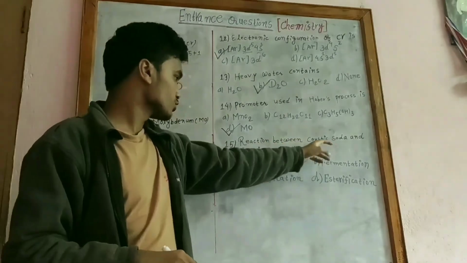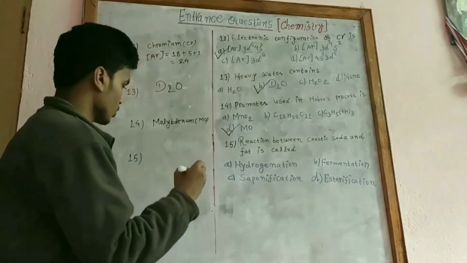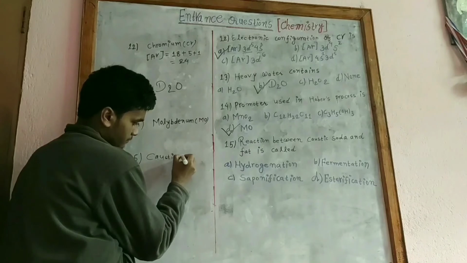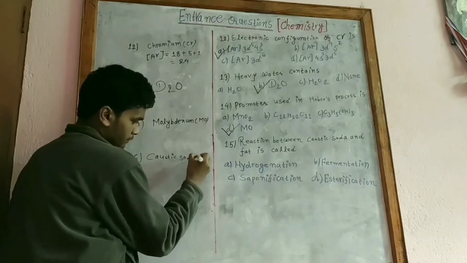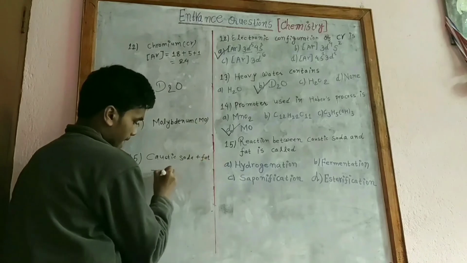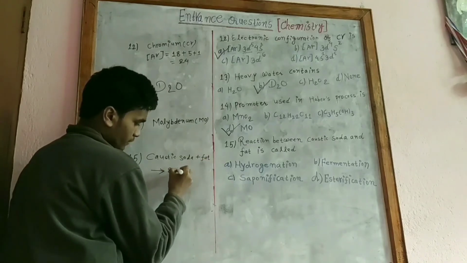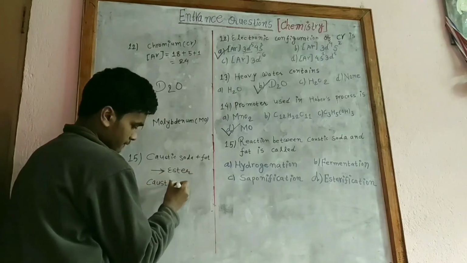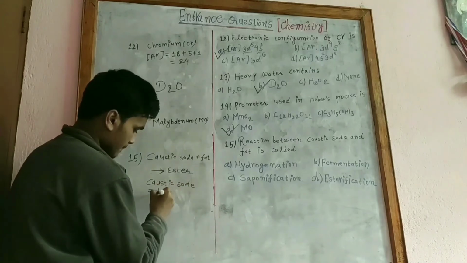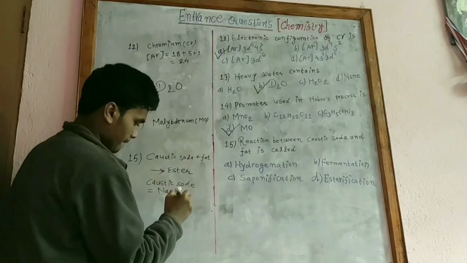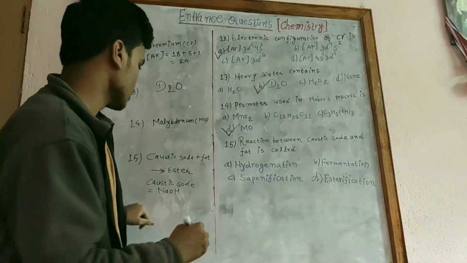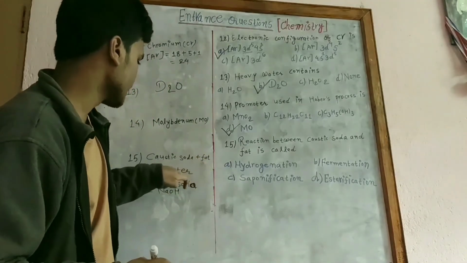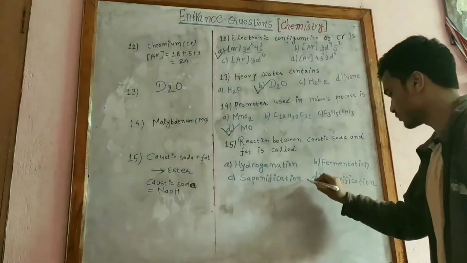The reaction between caustic soda and fat is called what? Caustic soda plus fat produces ester. Caustic soda actually means sodium hydroxide, and sodium hydroxide plus fat gives ester. Therefore, esterification is the answer.